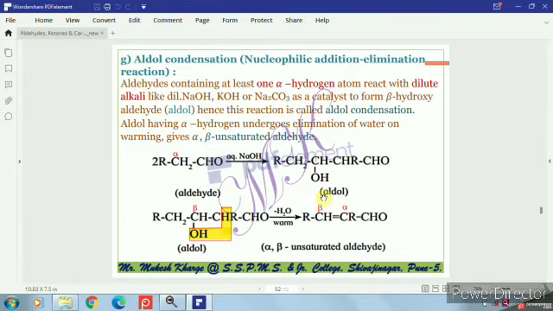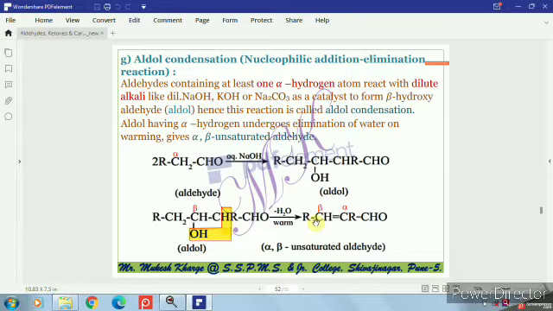Then this aldol undergoes rearrangement from alpha and beta. Hydrogen is removed from the alpha carbon and OH is removed from the beta carbon. So on warming, what do we get? There is a double bond between alpha and beta, and that compound is called an alpha beta unsaturated aldehyde. This is the aldehydic functional group, next to that is alpha and beta, which contain a double bond. So we get an alpha beta unsaturated aldehyde, that is your final product of aldol condensation.